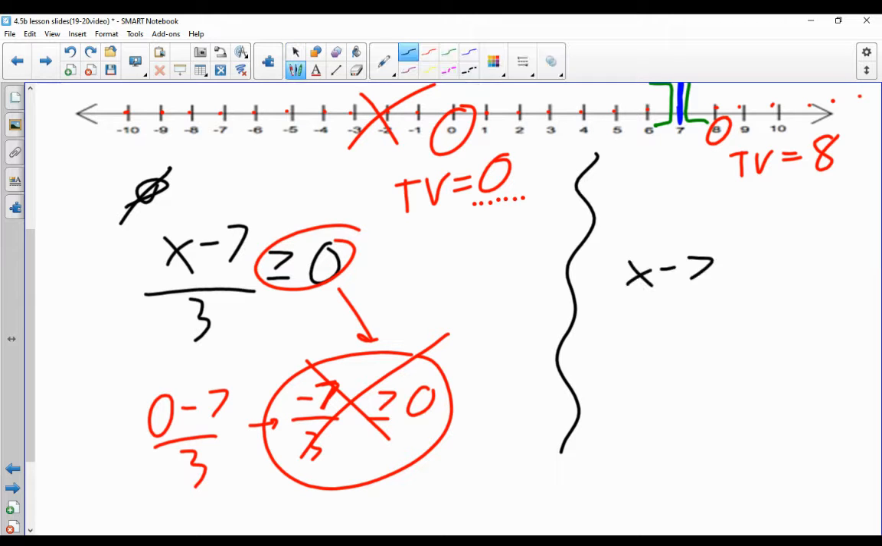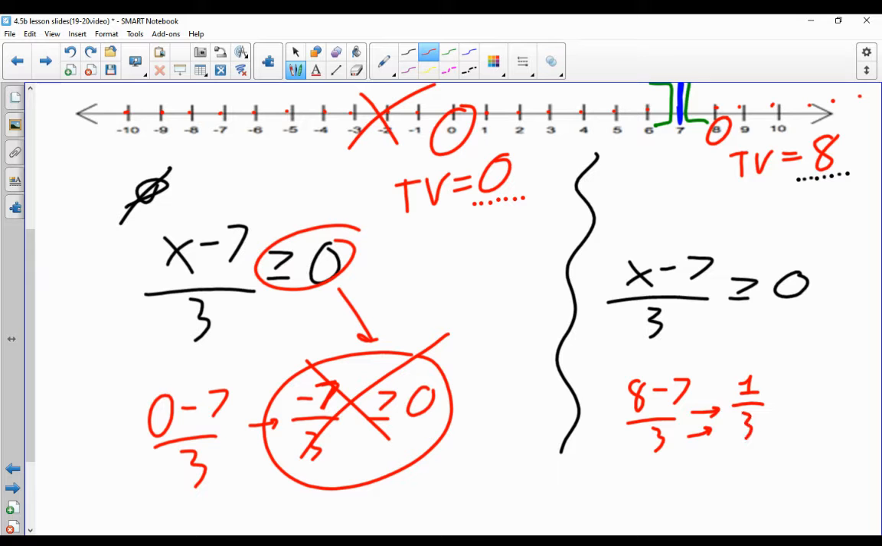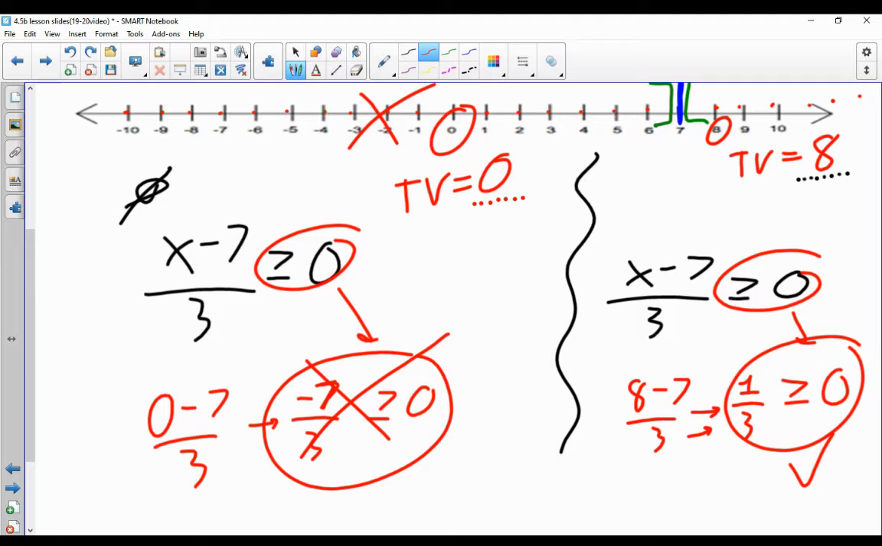So x minus 7 all over 3 greater than or equal to 0. Now we're going to plug in 8. So plug in 8, so you'll get 8 minus 7 over 3. 8 minus 7 is 1 on top. You still get 3 on bottom, so you just get 1/3. And 1/3 is greater than or equal to 0, so that is a true statement.